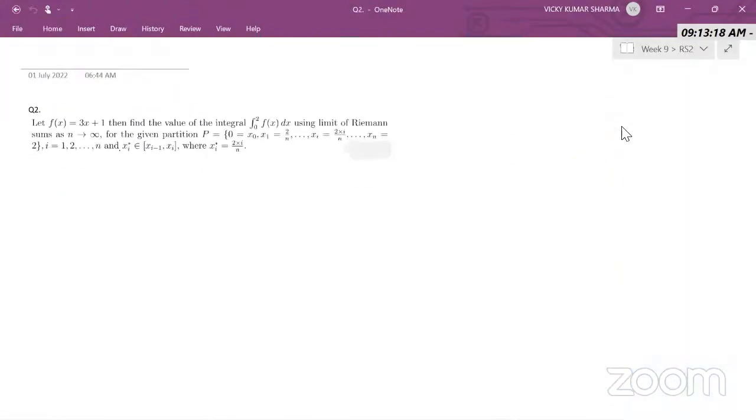So now let's go with another question on this Riemann sum, type 2 question. So now here we have something like this. Let f of x be 3x plus 1, then find the value of integral 0 to 2 f of x dx. Now, first of all, they're telling you to do this, right? So could you tell me what is integral 0 to 2 of 3x plus 1 dx? Could you just tell me quickly what is the value?